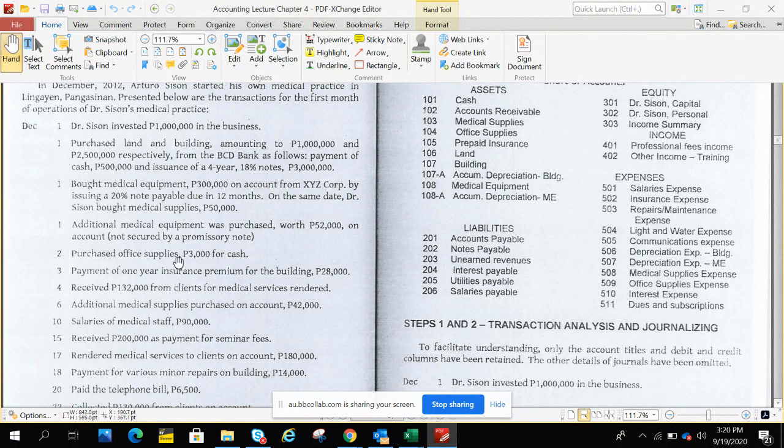Hindi pa, di ba? This is an advance payment because this is for 1 year. Kaya, anong mas appropriate na gamitin? Insurance expense? Expense na ba natin lahat yun? Or prepaid insurance because we paid in advance? What do you think? It should be prepaid insurance. Okay? So, dapat mag-debit tayo ng prepaid insurance, credit, payment. Pero anong nakalagay sa book? Nakalagay sa book, insurance expense daw.